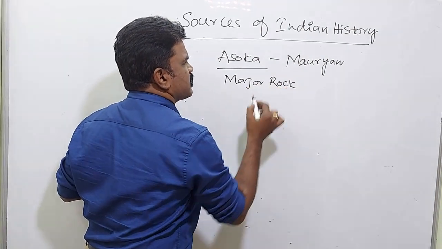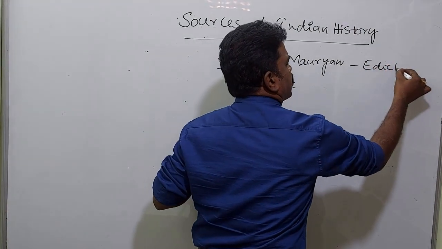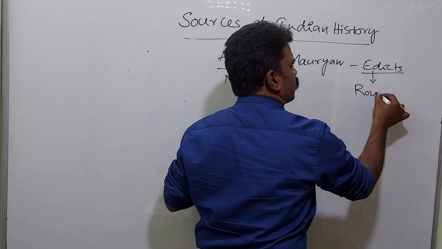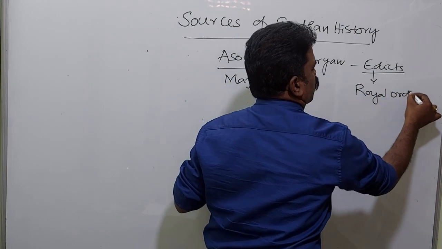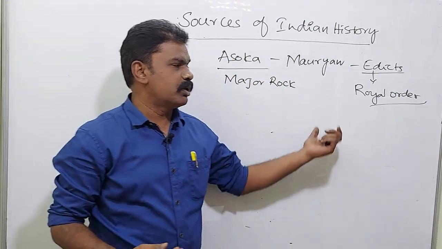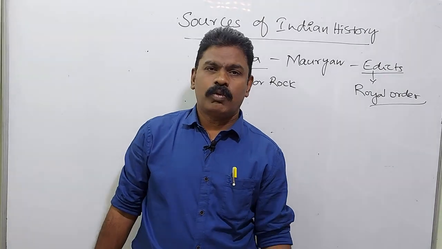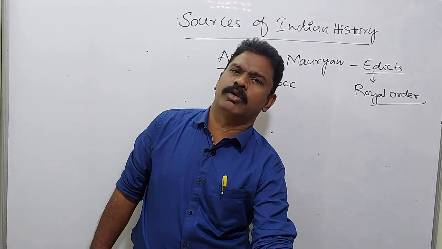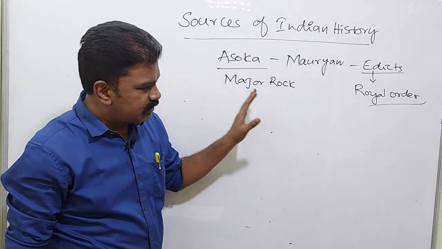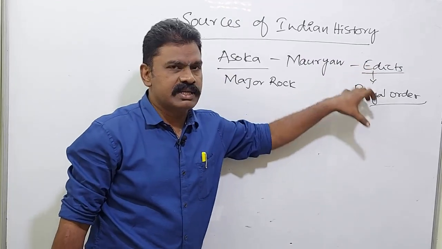All the inscriptions of Ashoka are called edicts. What is meant by edicts? An edict is a royal order, just like the government orders we issue at present. An order means what should be followed and what should not be followed, and that is mentioned in the edicts. So that is what is called an edict.